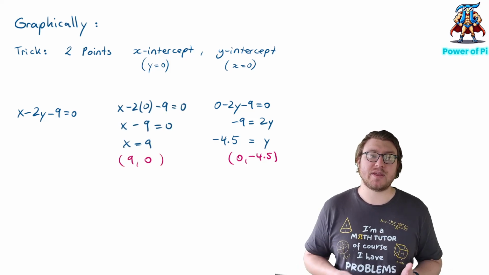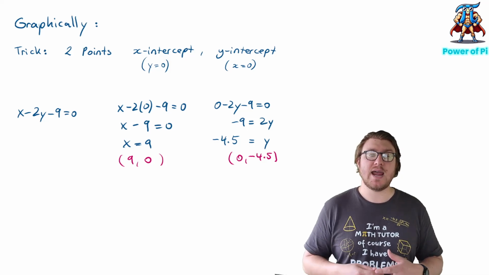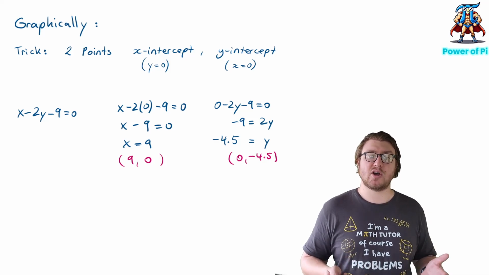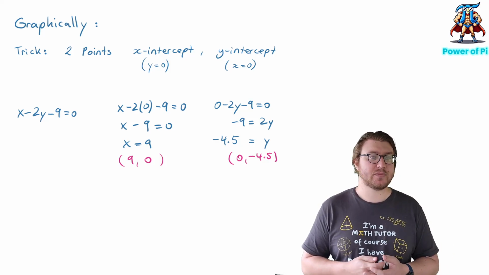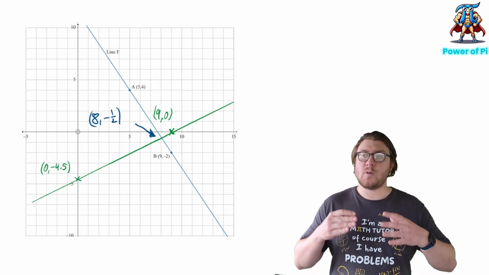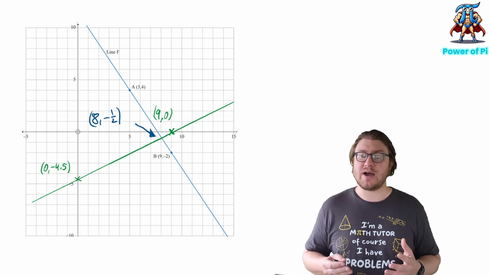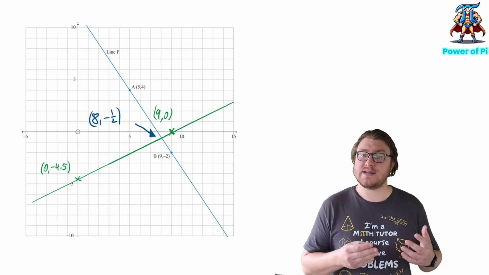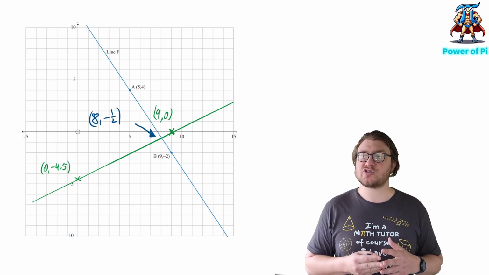We can do the same thing for the x-intercept. We substitute in 0 for y, and this is a much easier equation to solve. Move the 9 over, and we also get our x value. Now, once we have those, we can just mark those on our graph, 9 and 0, and 0 and -4.5, and draw the straight line through.